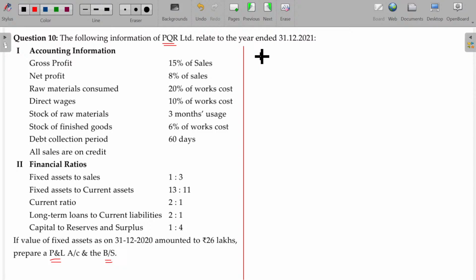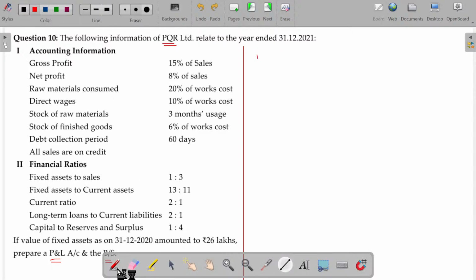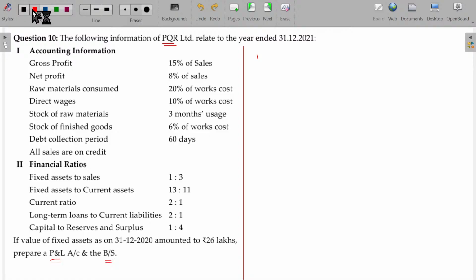Number one being GP. GP by sales how much? 15 by 100. Number 2 being net profit by sales, 8 by 100.